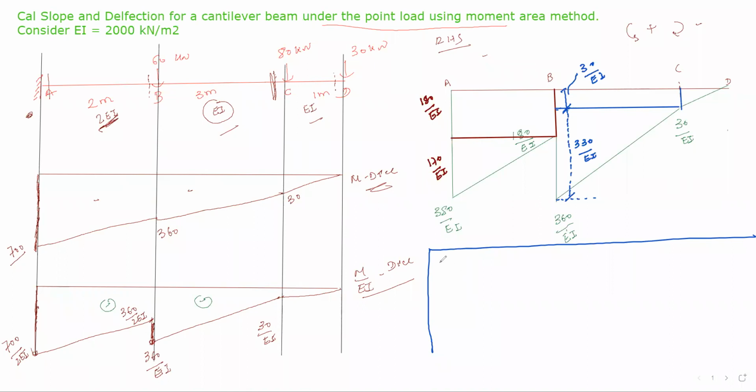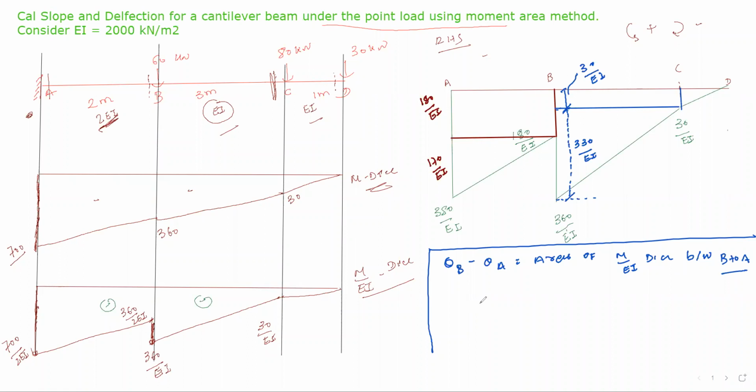Let me calculate slope and deflection at point B. To find the slope at point B, theta B minus theta A equals the area of the M by EI diagram between which two points? Can anyone tell me? Between B and A, because you are considering point B only, and from point B you go to the boundary condition, which is point A. That's why B to A.